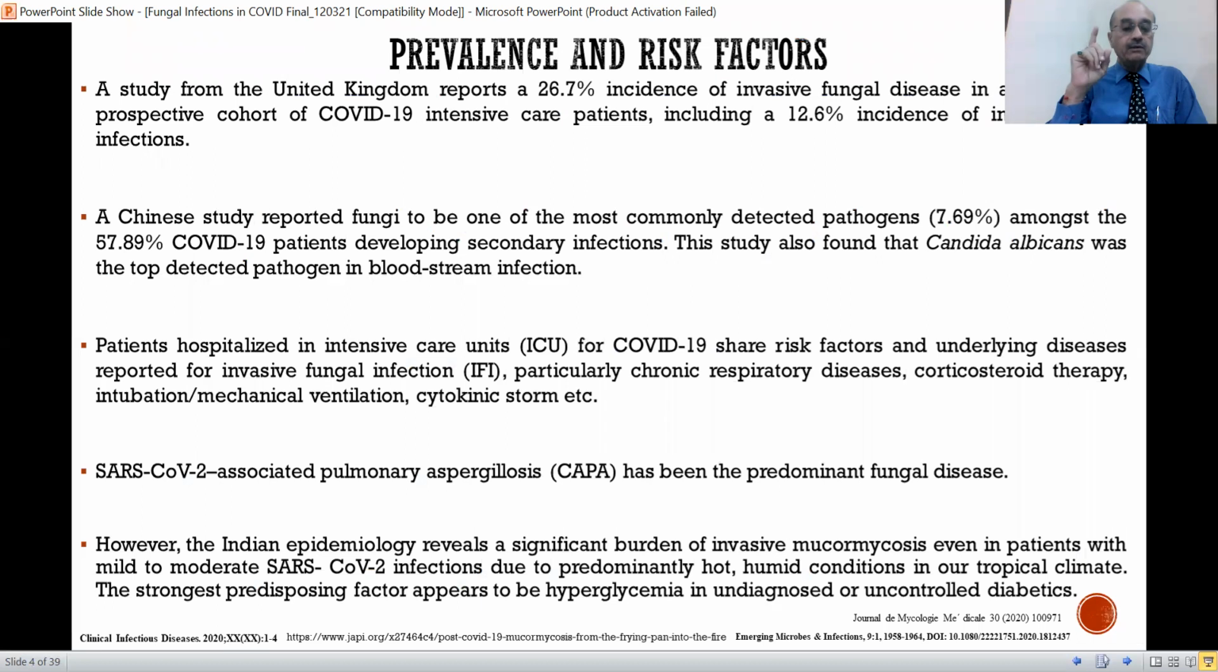But with particular reference to Indian epidemiology, Indian patients reveal, in addition to CAPA, a significant burden of invasive mucormycosis. And this is seen not only in severe COVID patients, but even in mild to moderate SARS-CoV-2 patients in India. Why is this so? This is predominantly because we have hot and humid conditions in our part of the world, favoring the growth of mucormycosis. And one common factor which was detected was uncontrolled diabetes or hyperglycemia, which makes these patients vulnerable to develop invasive mucormycosis infections.